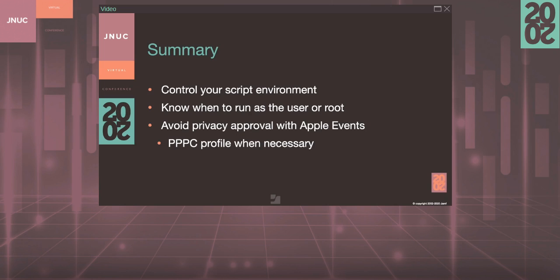You need to know when a process needs to run as user, when it needs to interact with user process or user data, or as root when we need management processes, and which of the ways of launching something runs as user or as root. You want to avoid the privacy approval dialogues with Apple events in particular when possible, and there are some ways where we can actively avoid them and still get our functionality. But then when that doesn't work, we need to build the PPPC profile when it's absolutely necessary.